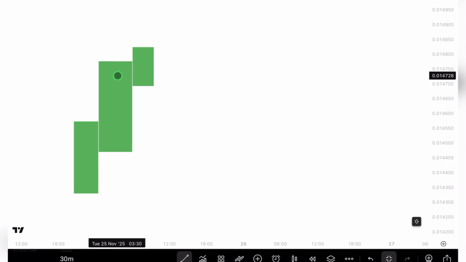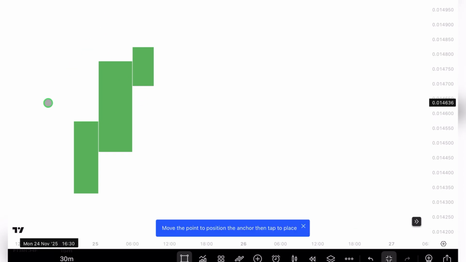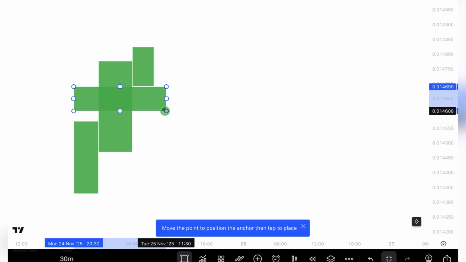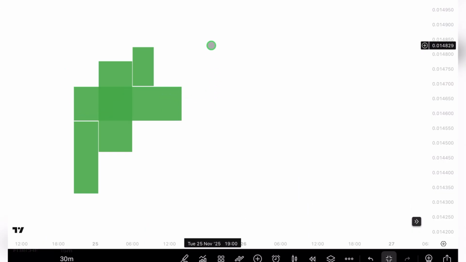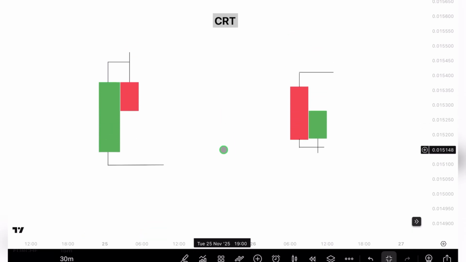Ignore this first candle, okay? There is a gap between the high of this candle and the low of this candle. This is a fair value gap, okay? And we will use this fair value gap concept in this strategy. Through this fair value gap concept, you will be able to increase the win rate of your CRT strategy.